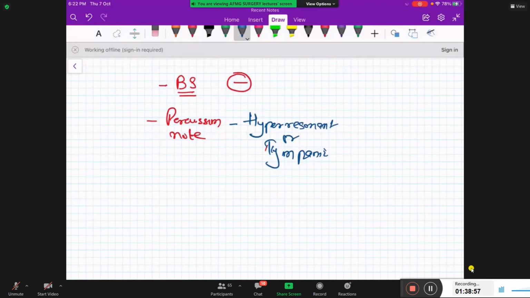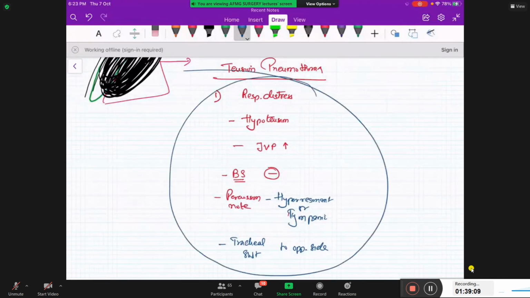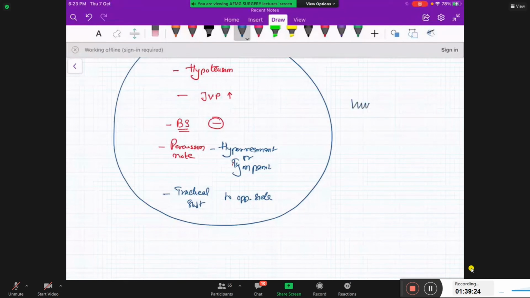And what will be the status of the trachea? The trachea shifts to the opposite side. So if any of these are there in a given patient, it is tension pneumothorax. So what will you do immediately?